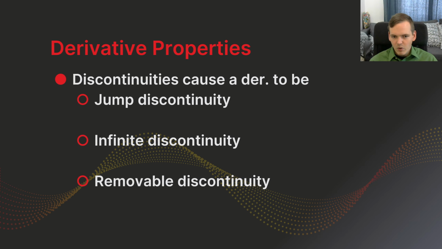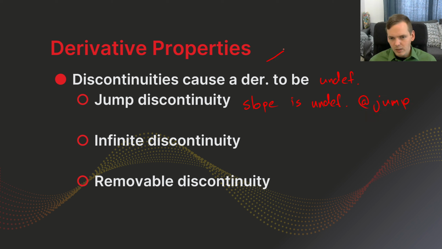So, derivative properties: anytime you have a discontinuity, that will cause a derivative to be undefined. If there's a discontinuity, by definition, the derivative is undefined. This is because for a jump discontinuity, the slope is undefined at the jump.